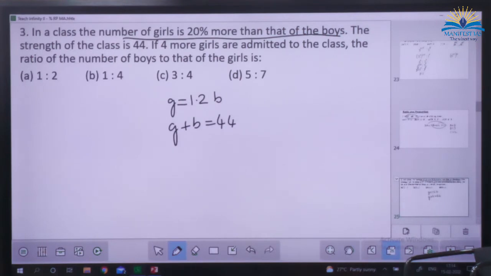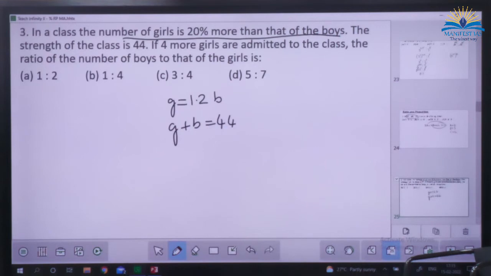2.2 B. Right, 2.2 B is equal to 44. B is equal to 44 divided by 2.2. To get rid of the decimal point, what will you do? You will make 44 as 440. You will give one more zero so that you get rid of it. So this will become 440 divided by 22. You don't want the point here, so jump this one. It will become 22. For that, you will give a 0.